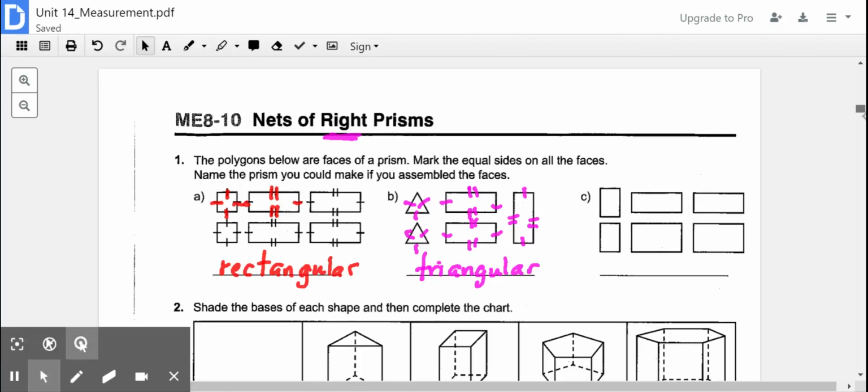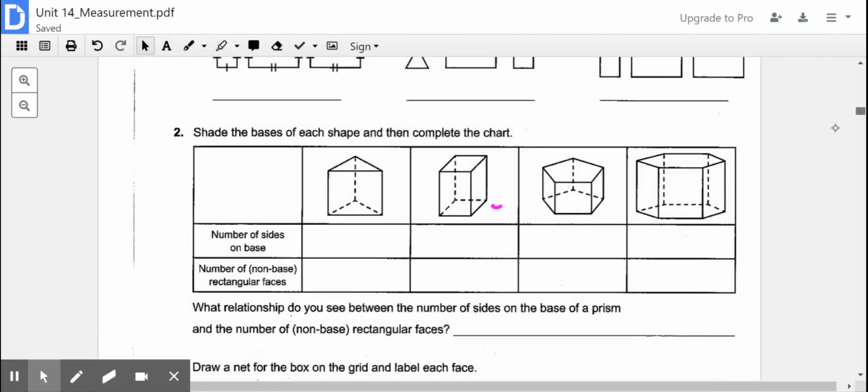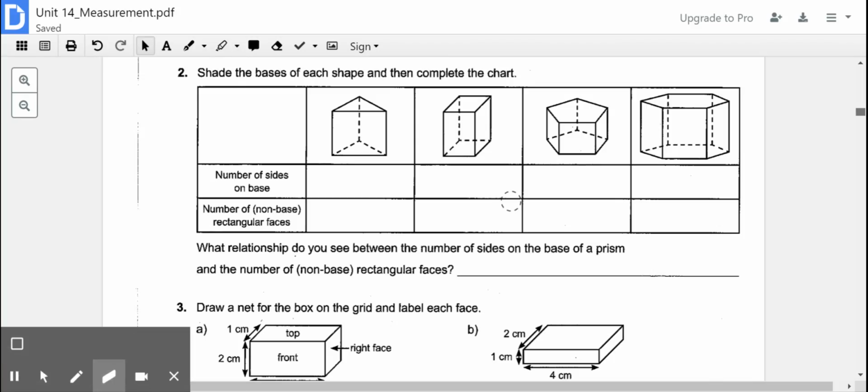Let's check out number, whoops, come back to that one. All right, we're back. Sorry about that. Let's check out question 2. Question 2 says, shade the bases of each shape and then complete the chart. So we're going to shade the base of each one of these. That's the base of that one there.